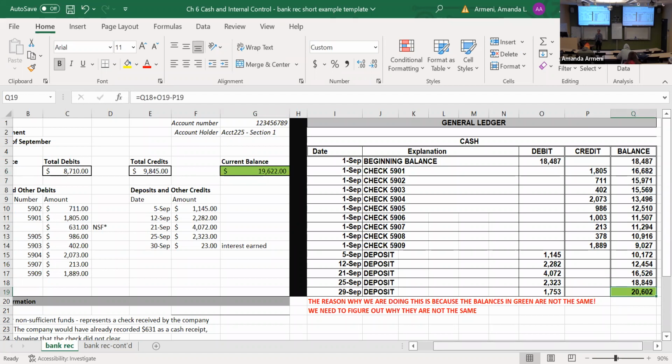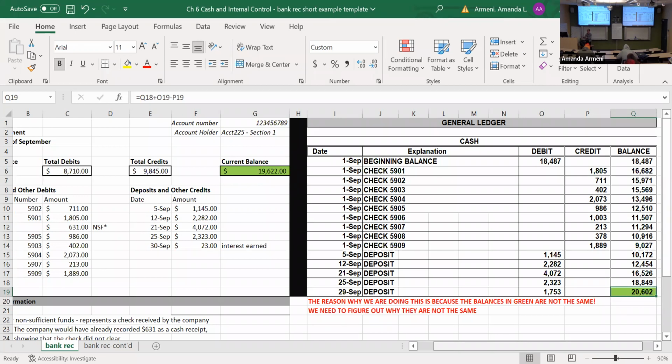So the first thing that we would do in this bank reconciliation process is look at our ending balance on our bank statement. It's $19,622. That's what the bank says we have in cash. And look at our accounting records ending balance. We say we have $20,602. Because they are different, we need to move forward with a bank reconciliation.